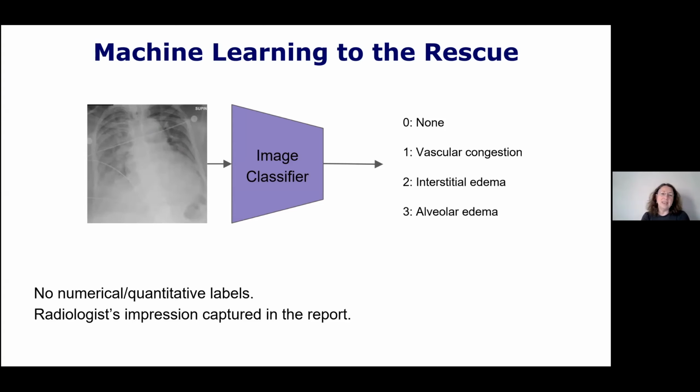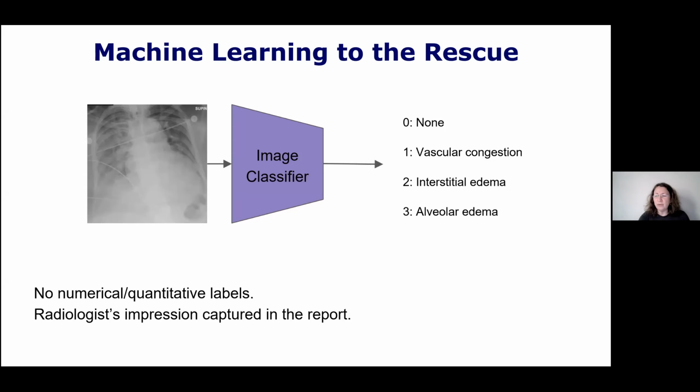As you can guess, our initial attempt was to train image classifiers that take images as input and produce a numerical score between 0 and 3. I'm listing clinical terms for these levels, but effectively you can think of it as a progression from 0 being no edema at all to 3 being a fairly severe amount.